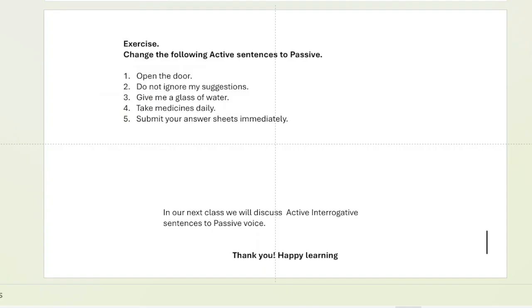Now you have one exercise. If you want to do this exercise right now, you can do it. And if you practice these sentences, then your rules will get practiced.